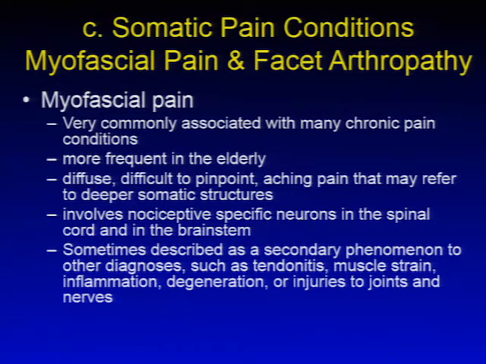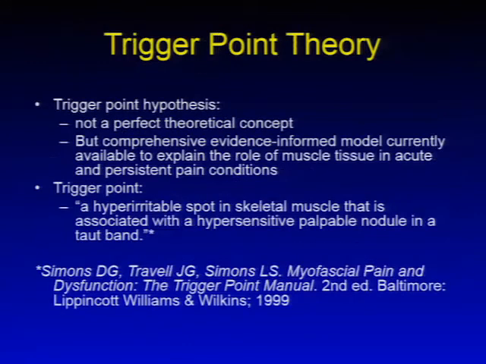The pain is usually described as aching and likely involves nociceptive specific neurons in the spinal cord and in the brainstem. It may be due to other phenomena such as tendinitis, muscle strain, inflammation, degeneration, or injuries to joints and nerves. The theory of what is called a trigger point is that the musculoskeletal pain may develop a taut, hyperirritable band that is associated with a hypersensitive, palpable nodule.